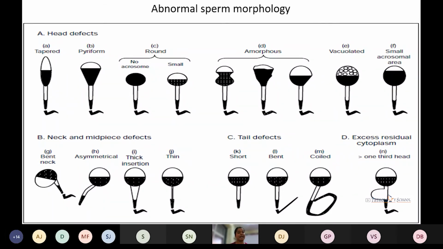Then we have the neck and mid-piece defects. We can see there is a bent neck, an asymmetrical neck, thick insertion, and thin insertion. As I said earlier, the mid-piece contains the mitochondria, which affects the motility. So any kind of defect in the middle piece will cause defective motility of the spermatozoa. Then we have the tail defects. There can be a short tail, bent tail, or coiled tail. And then we have excess residual cytoplasm. Normally, it is not more than 1/3.